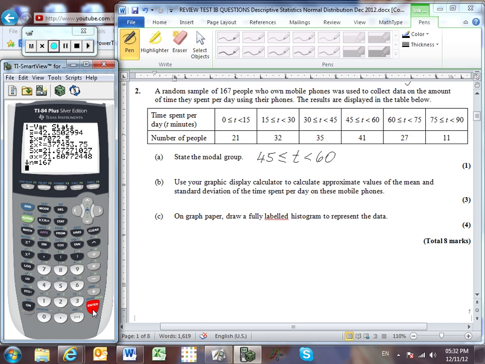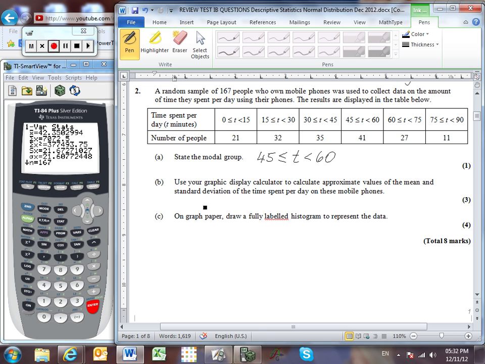And you can see that this time the mean is 42.4 if I round to 3 significant figures. 42.4, and we're dealing with minutes here, aren't we? So let's include our units. And our standard deviation is going to be 21.6 when I round to 3 significant figures.